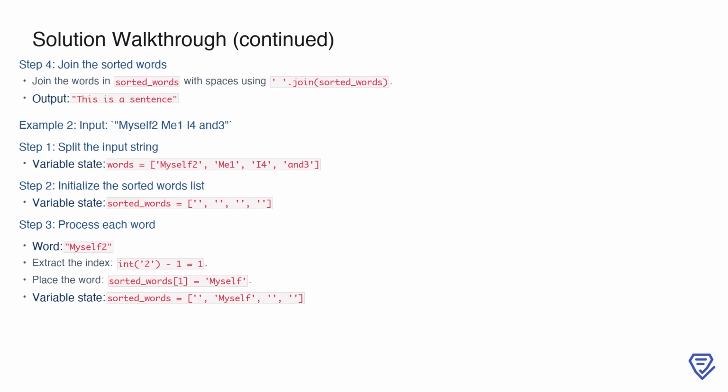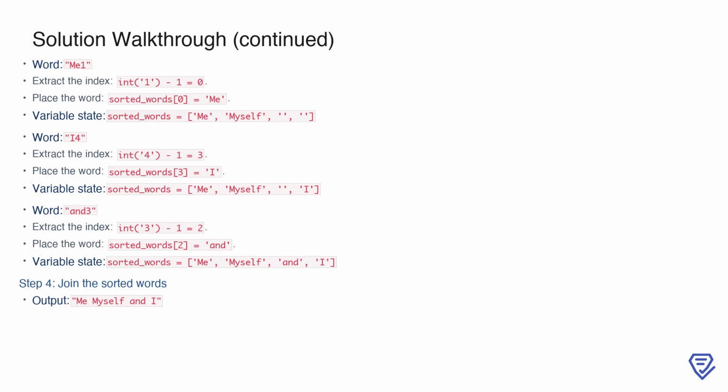To further illustrate the process, let's look at another example. This time, the input is "myself2 me1 I4 and3". First, we split the string into words, resulting in words equals ["myself2", "me1", "I4", "and3"]. We then initialize sorted_words as an empty list of the same length, which is ["", "", "", ""]. Now we process each word to reorder them based on their indices.